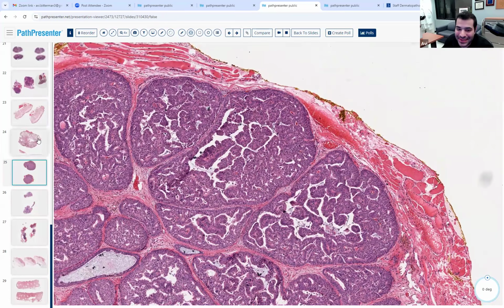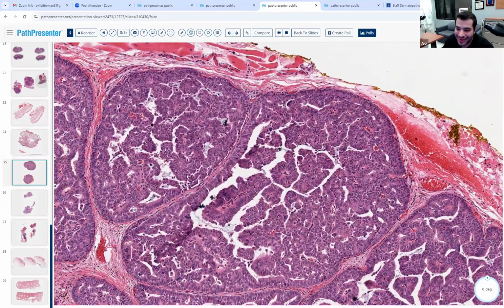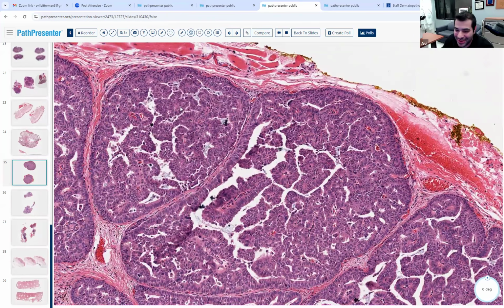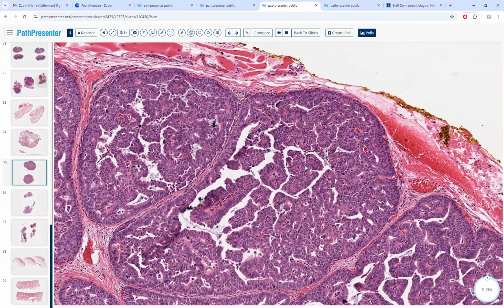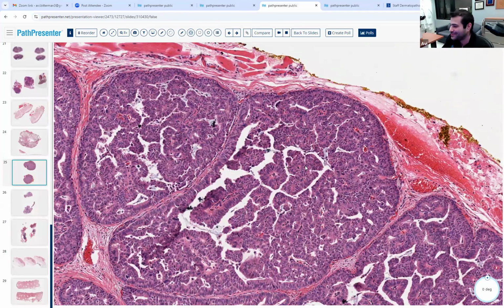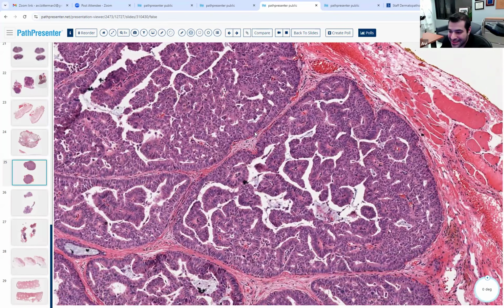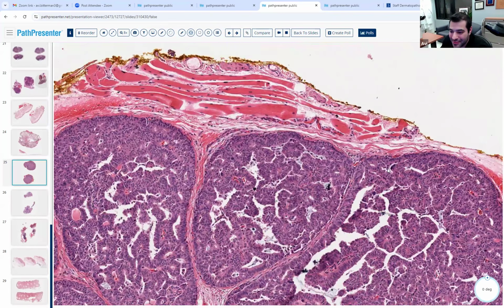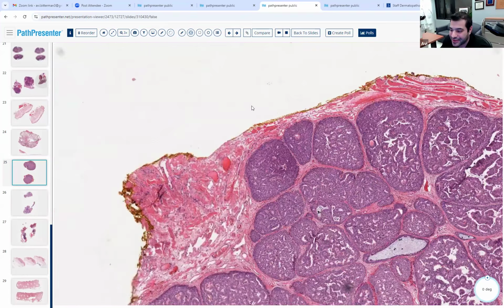Kind of looks like the opposite, right? Now we have little islands of mucin surrounded by lakes of cells. Adenoid cystic carcinoma? No, I don't know. It's not quite. No, let's see if I can.